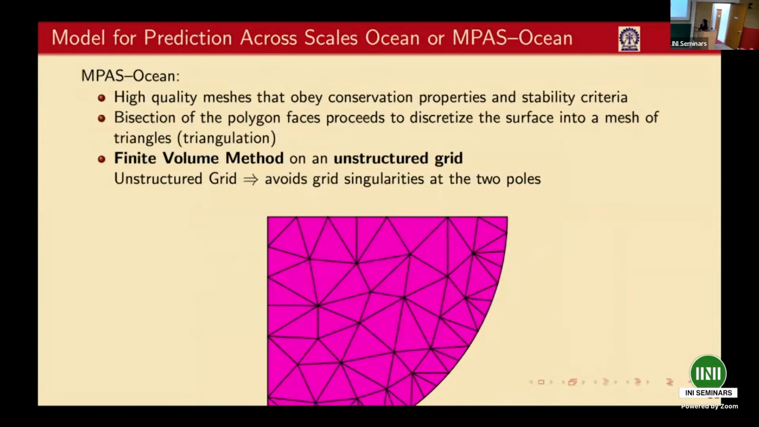The important thing is that these are high quality meshes that obey all the conservation properties and stability criteria. And of course, the bisection of polygon faces continues to discretize into triangles because triangles are important for unstructured meshes. MPAS-Ocean basically uses a finite volume method on an unstructured grid, and this very beautifully avoids the grid singularities at the two poles.